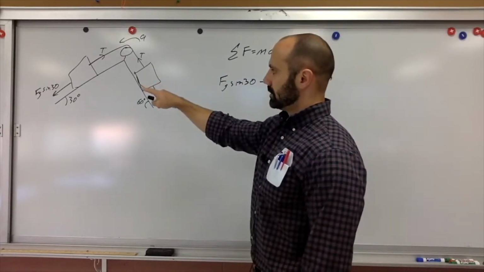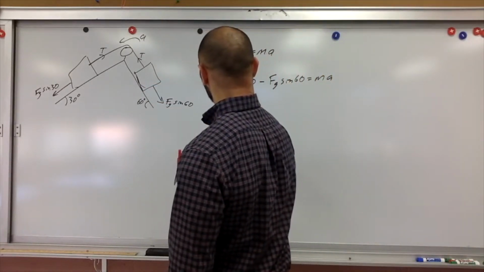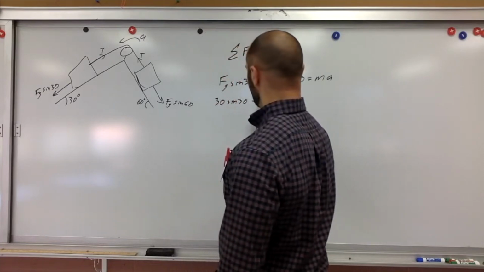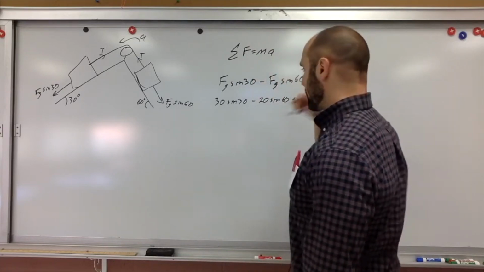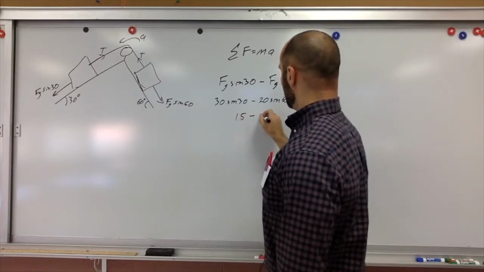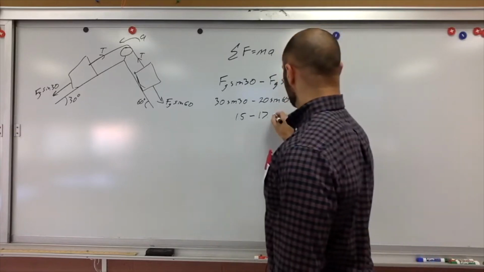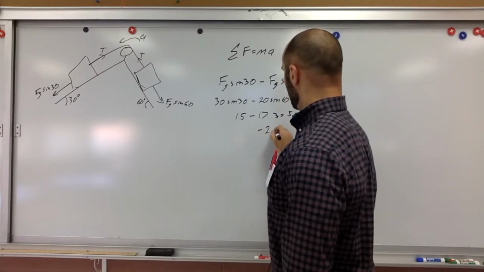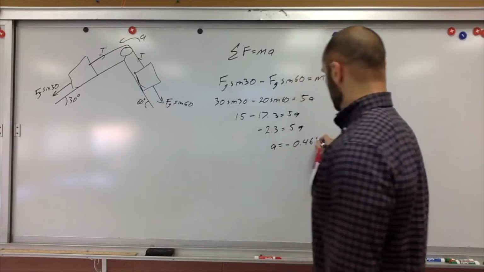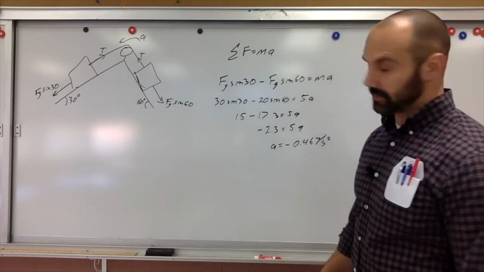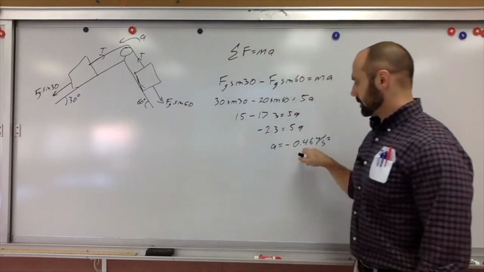Now this block is 30 newtons. And this is 20 newtons. And they have a total mass of 5. So this ends up being 15 minus 17.3. So I end up with negative 2.3 is 5a. So the acceleration is negative 0.46 meters per second squared. All right, so that means that the acceleration is actually this way at 0.46 meters per second squared.